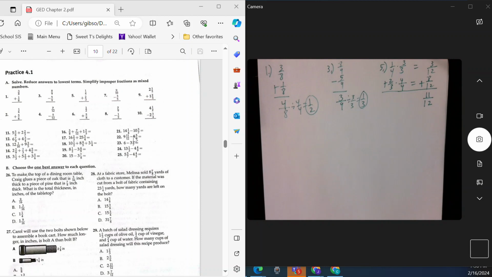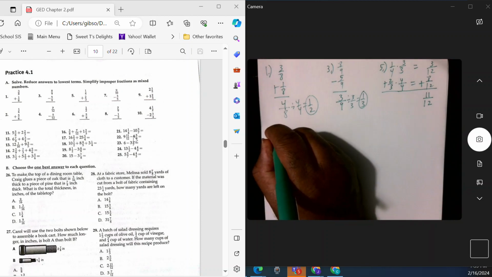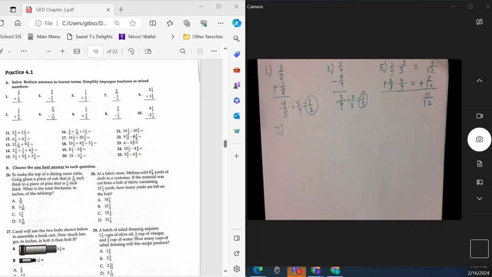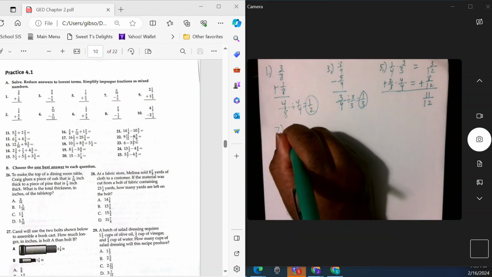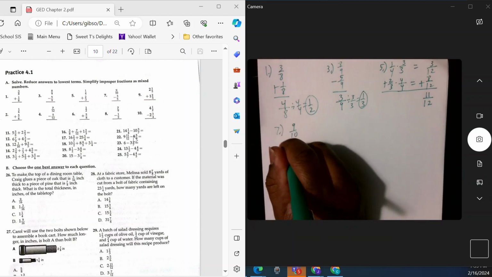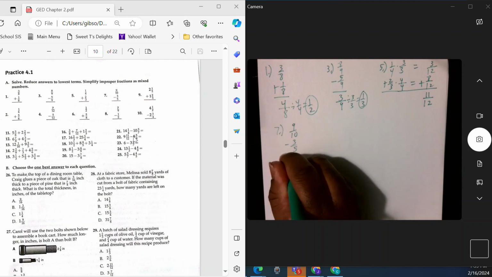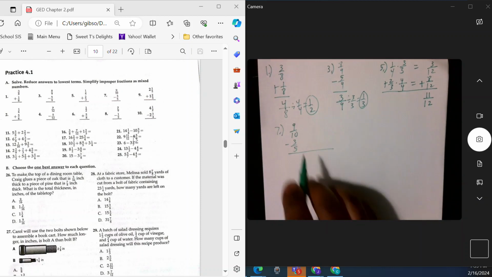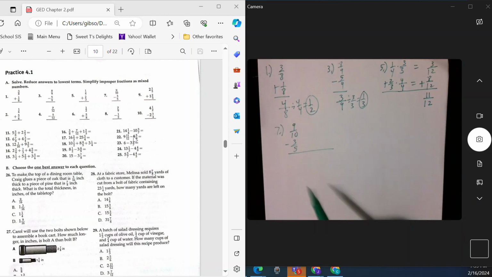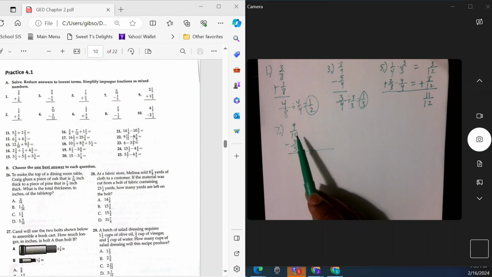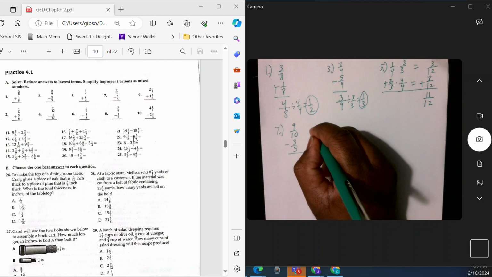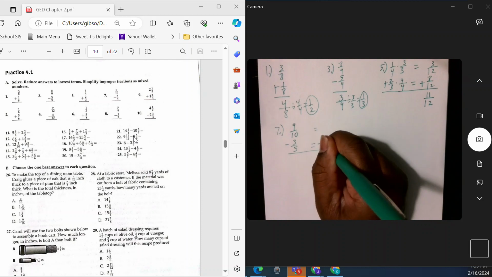Okay, now that took care of problem number 5. Now I want to go on to a subtraction problem because it's the same process. So we're going to go to number 7. Number 7, we had 9/10 minus 3/5. We notice our denominators are not the same in the subtraction. So we ask ourselves, what is the common denominator of 5 and 10? It's 10. 5 goes into 10 and 10 goes into 10. So our common denominator would be 10.